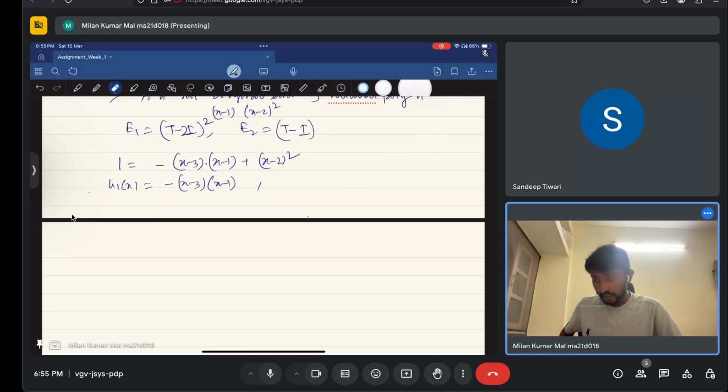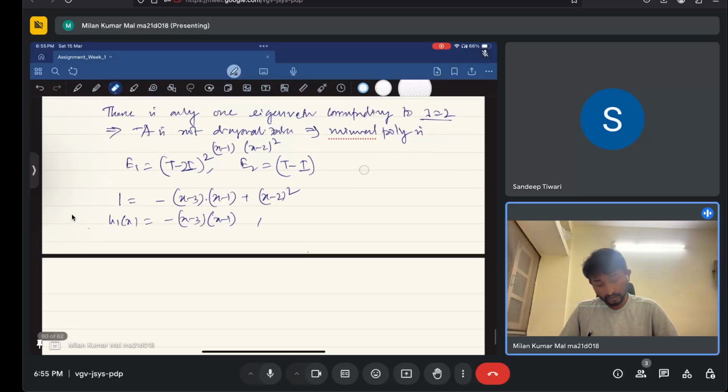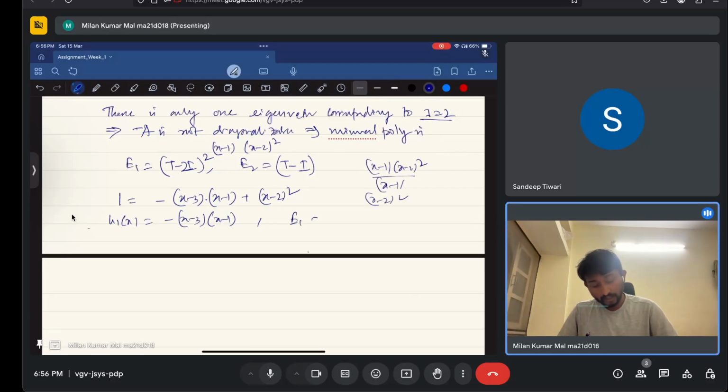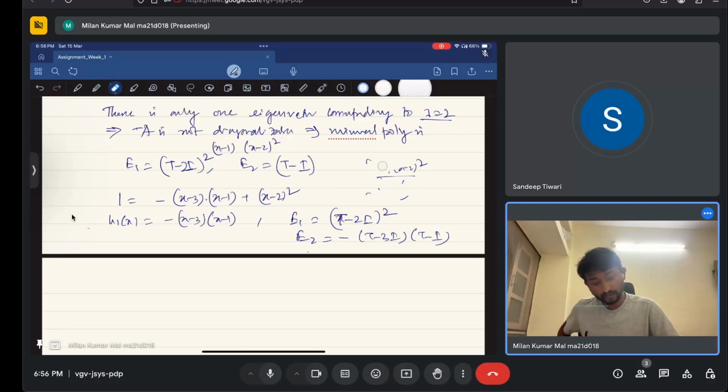This is p1x, there it was x minus 1, x minus 2 square. First I have to do x minus 1, then I have to do x minus 2 square. So yeah, e1 is equal to t minus 2i square. This is e1. And e2 is equal to minus t minus 3 identity, minus identity. Yeah, this is the correct one.